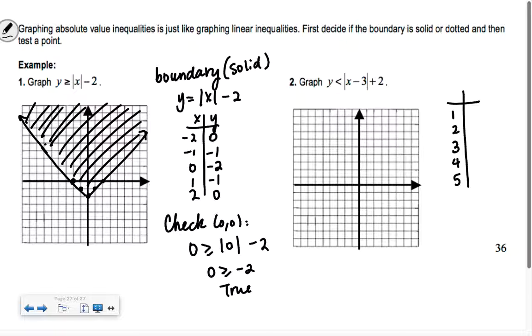All right, so if I try 1, I get 1 minus 3 is -2. Absolute value gives you 2. Plus 2 is 4. Next one, 2 minus 3 gives you -1. Absolute value gives you 1. Plus 2 is 3, exactly. 3 gives you 2. 4 gives you 1 plus 2, which is 3. And then 5 gives you 2 plus 2, which is 4. So plot these points. I have (1, 4), (2, 3), (3, 2), (4, 3), (5, 4).